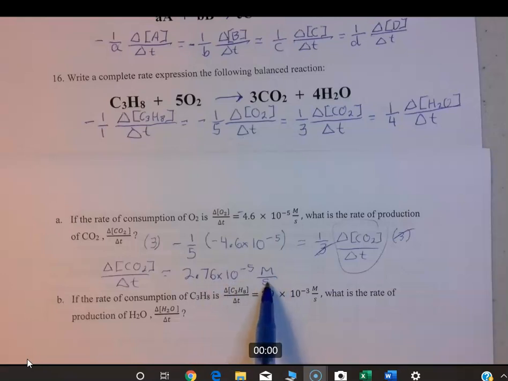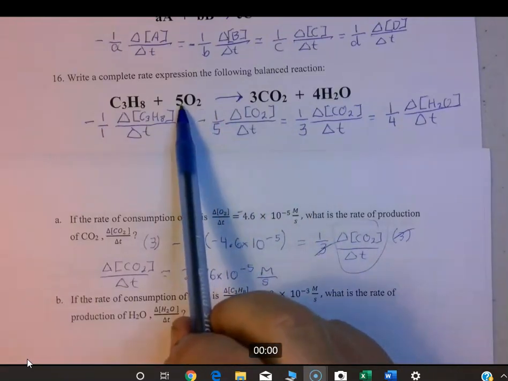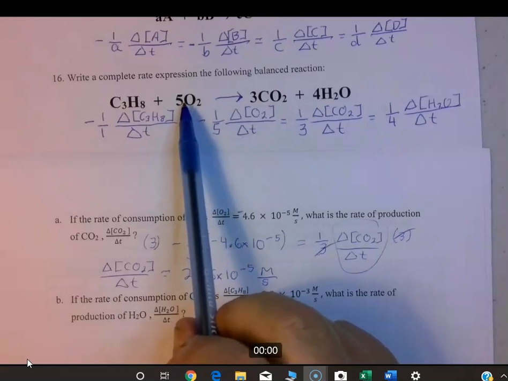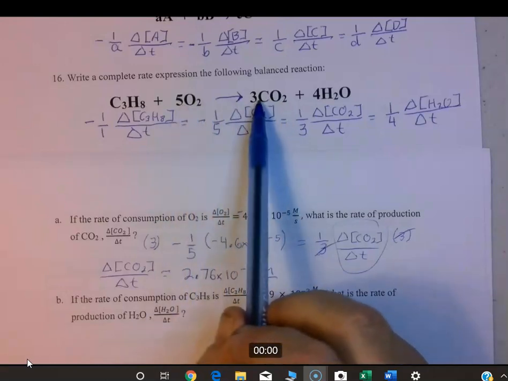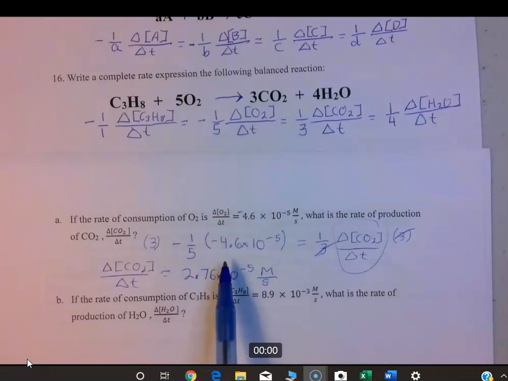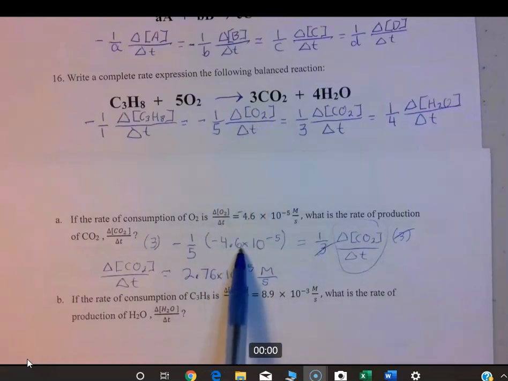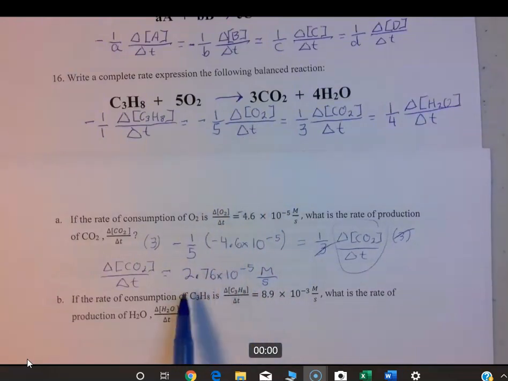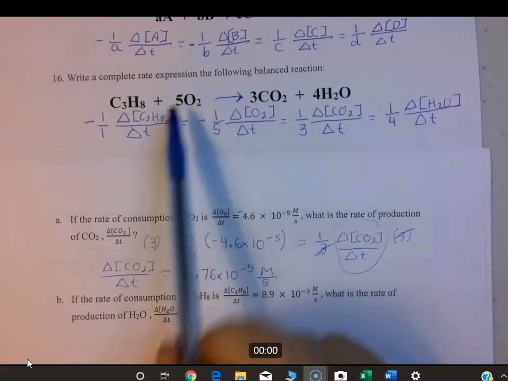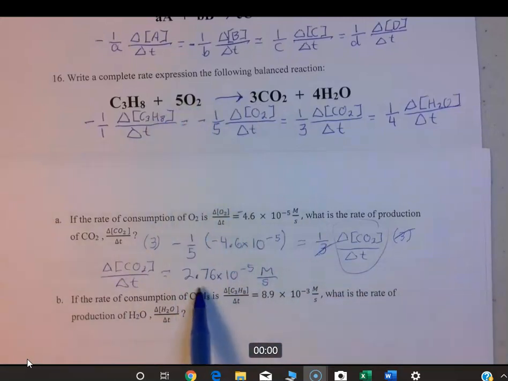per second. So if we look up here, we see we're using up more O2 in a certain amount of time than we are producing CO2. So we started with a 4.6 for the O2 being used up, and we get a smaller number. It's positive, but it's a smaller number because we're only producing 3 moles for every 5 moles that are being used up. So we just did the math: 2.76 over 4.6 is a 3-to-5 ratio.